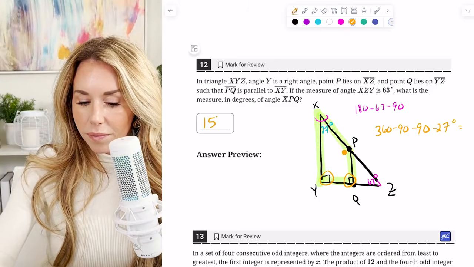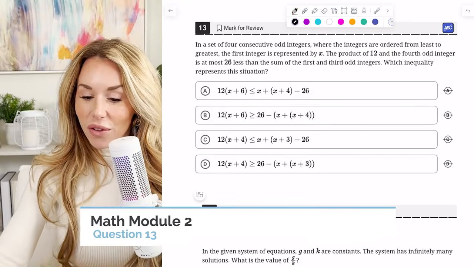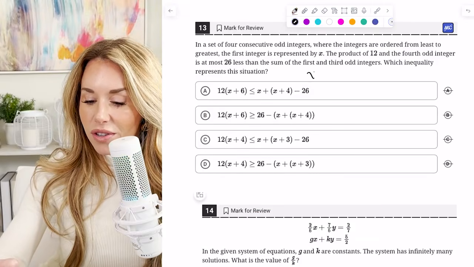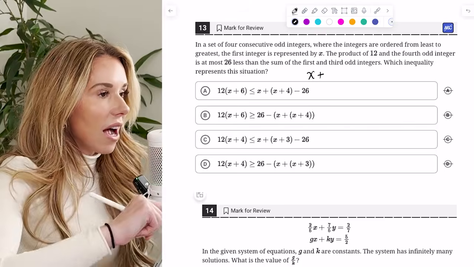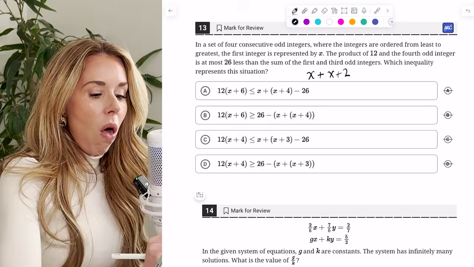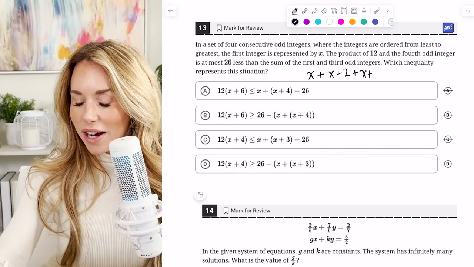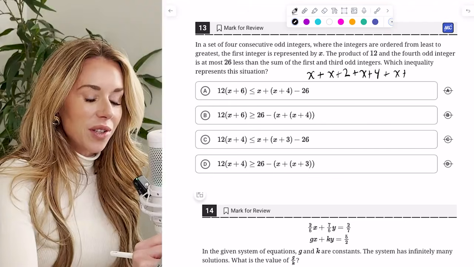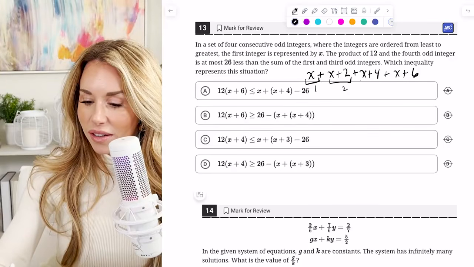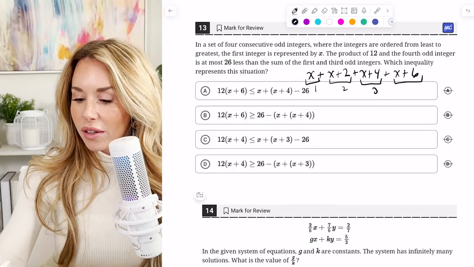153. So we have a set of 4 consecutive odd integers. Okay, so we're going to call the first integer x. Since they're odd, they're skipping one. So the next integer is going to be x plus 2. The next integer is going to be x plus 4. And then x plus 6. Here's the first, here's the second, here's the third, here's the fourth.